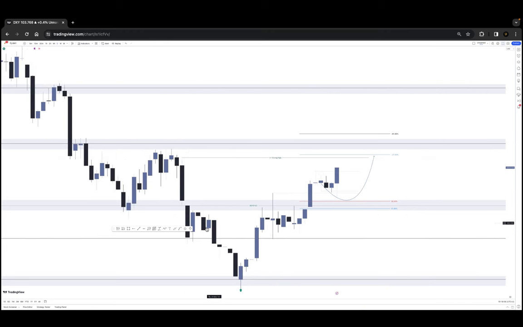Now you can see recently, this is on the daily time frame, guys. On my daily time frame, price has got a breakout of structure right here, directing itself toward this strong high.